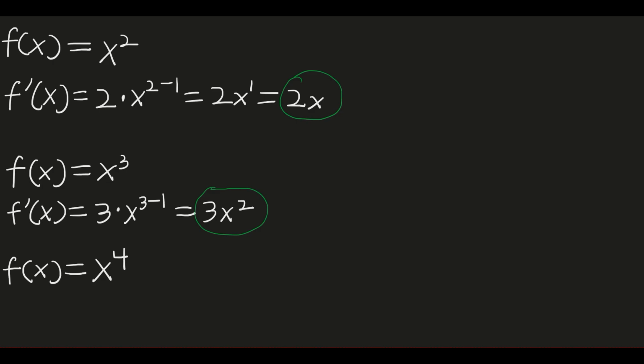And finally, let's do f of x equals x to the 4th power. Write out f prime of x equals 4 times x to the 4 minus 1 power. Doing the basic multiplication, that gets us 4x cubed. And this will be the derivative of x to the 4th power. So as you can see, this is not very hard. So let's move on to more problems here.